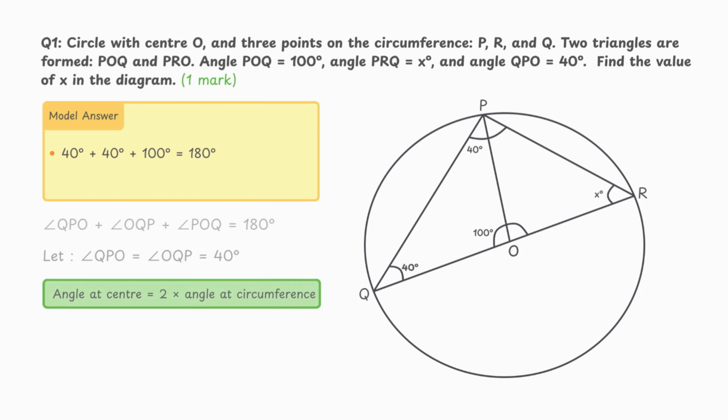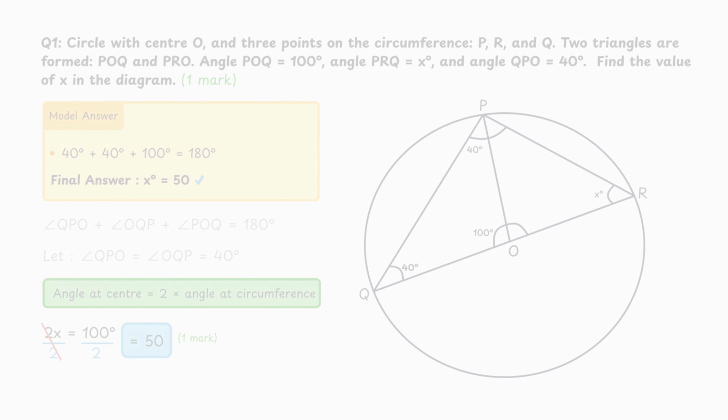Now we use the circle theorem. The angle at the center is twice the angle at the circumference when they are formed from the same arc. Here, angle POQ is 100 degrees at the center. So the angle at the circumference X is half of that. 100 divided by 2 gives 50 degrees. So the value of X is 50 degrees. And that is your final answer.